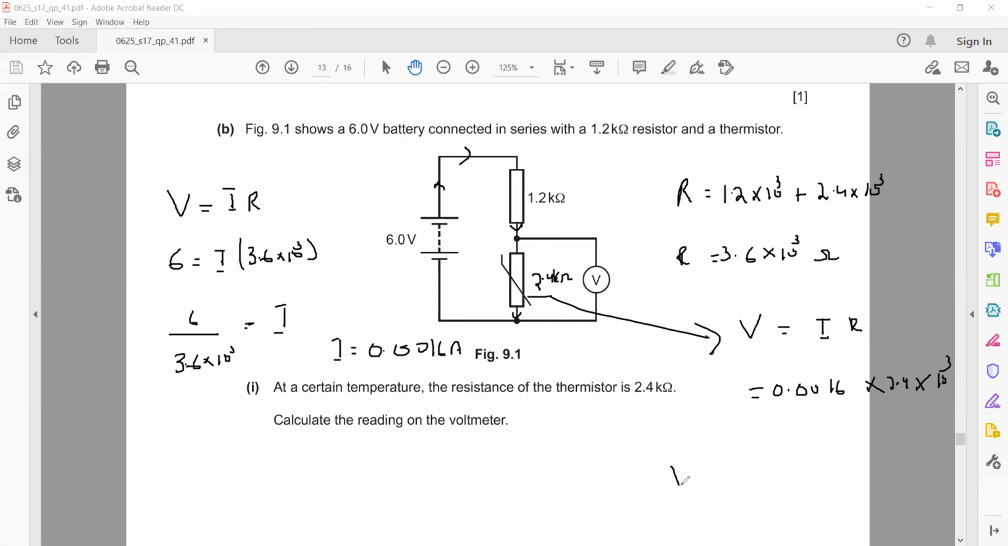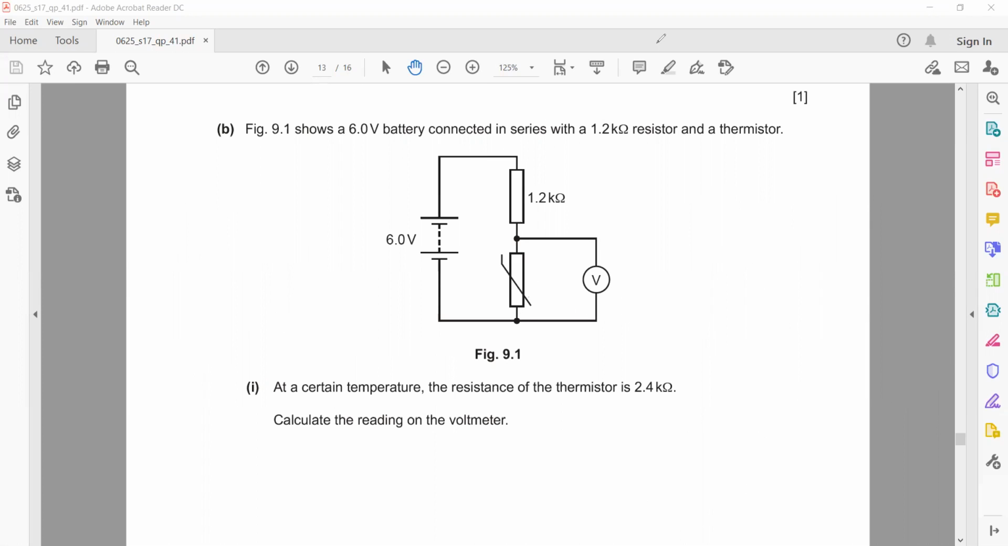So this will come out 4 volts. The reading on the voltmeter, the voltage at the 2.4 kilo ohm resistor, is the same as the voltage across the voltmeter. This is one way. There is also another short method, in which you use a voltage divider formula.